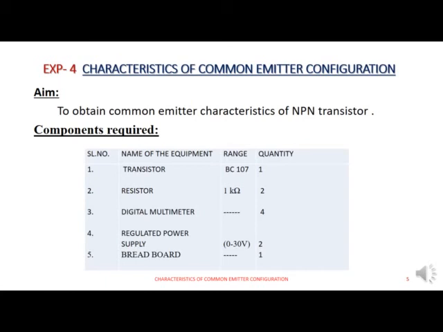Aim: to obtain the common emitter characteristics of an NPN transistor. Components required are transistor BC107, resistor 1 kilo ohm, digital multimeter, regulated power supply, breadboard and some connecting wires.